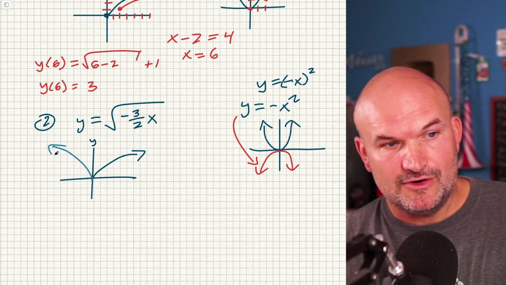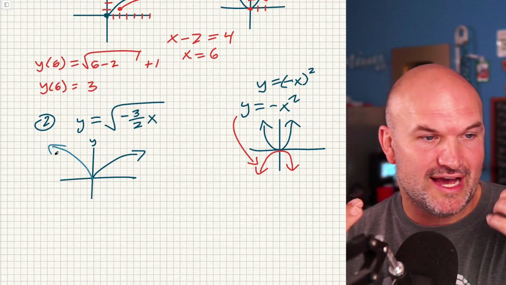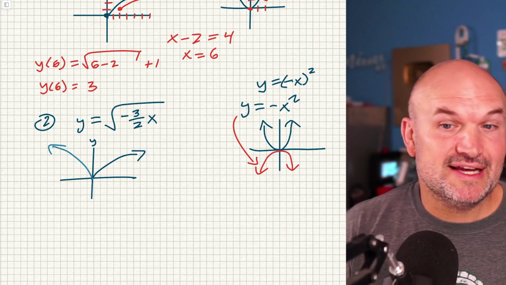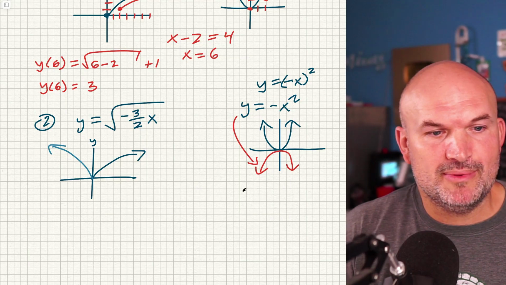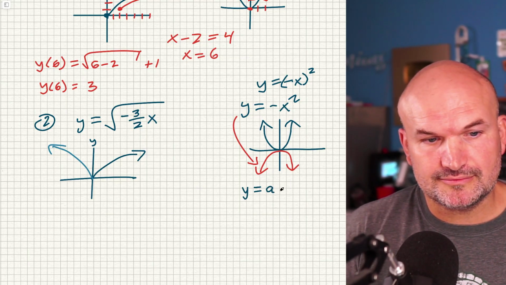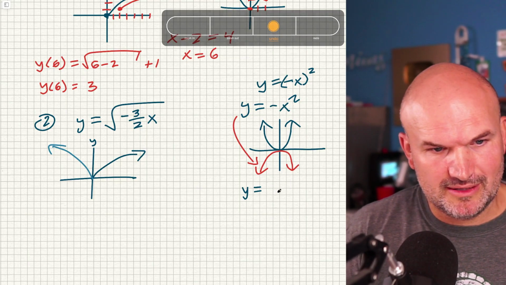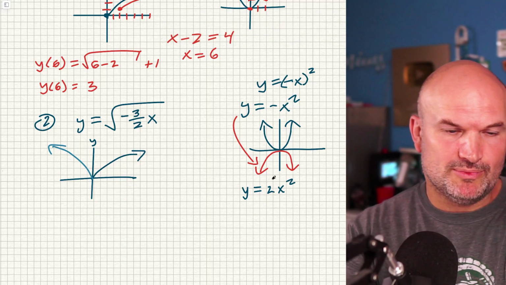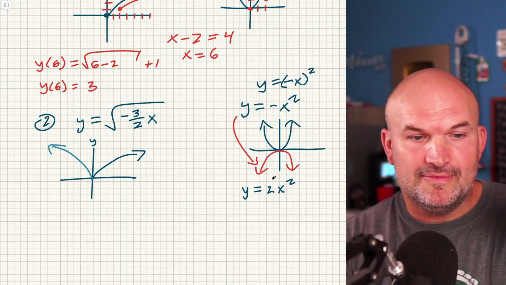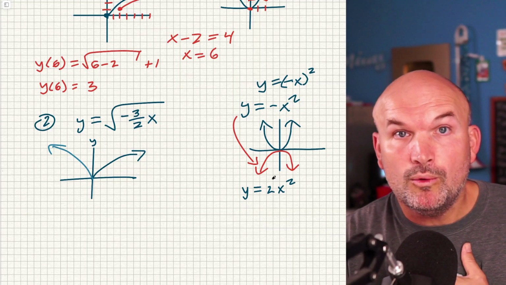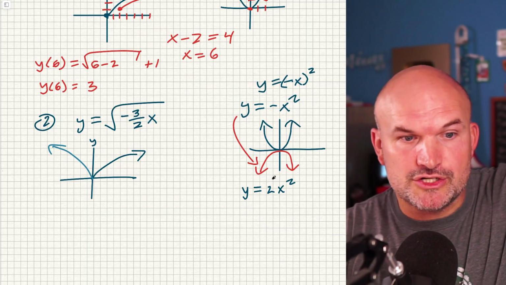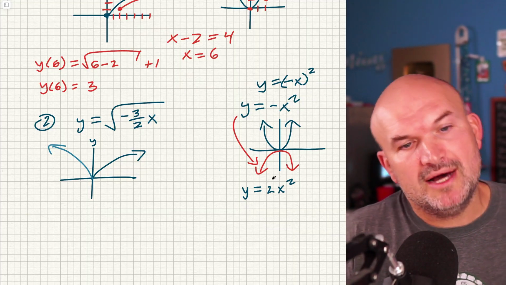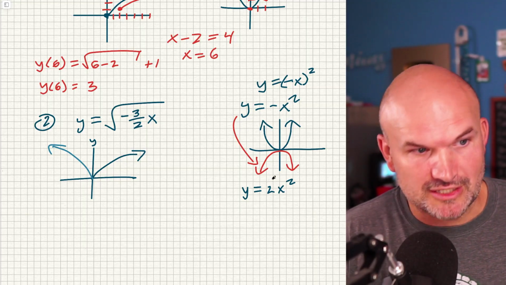Now, inside this function, you can see we actually have a multiplication. And going back to what we remember over here, y equals a, let's forget about the a. Let's just do a 2x squared. If you remember, when we were multiplying a quadratic by a number larger than 1, that was what we called a vertical stretch, right? And if it was a number between 0 and 1, that was going to be a vertical compression.